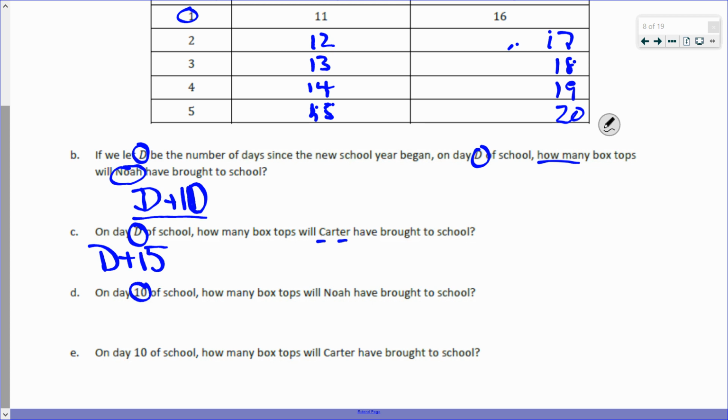Here's our next big one. On day 10 of school, how many will Noah have brought to school? 30. 30, thank you. Does anybody have something different? 20. 40. Ethan, you're 20? 25? I still think 25 is right.